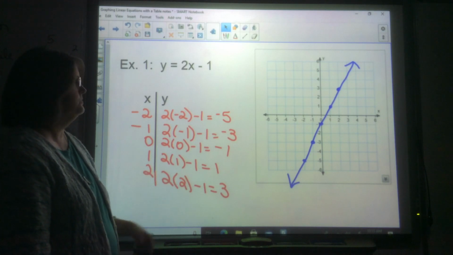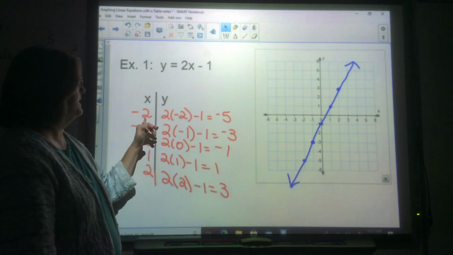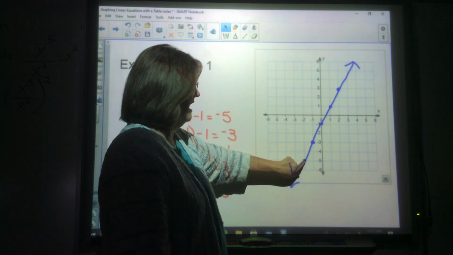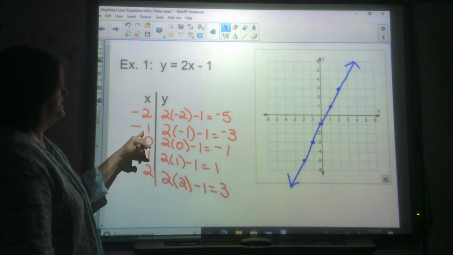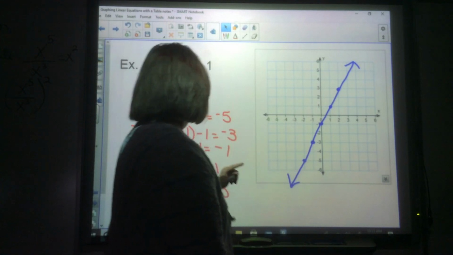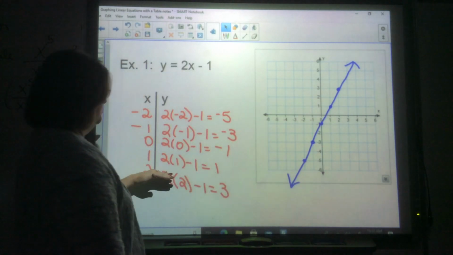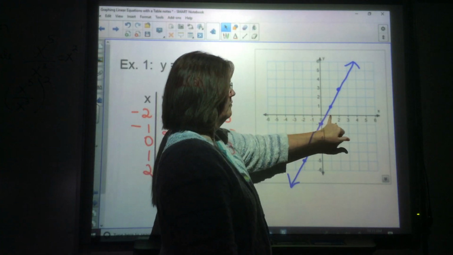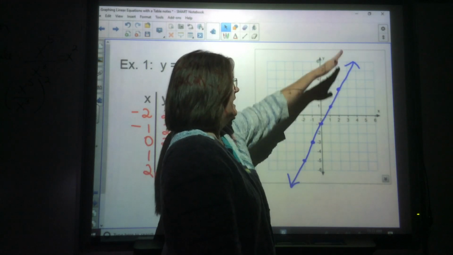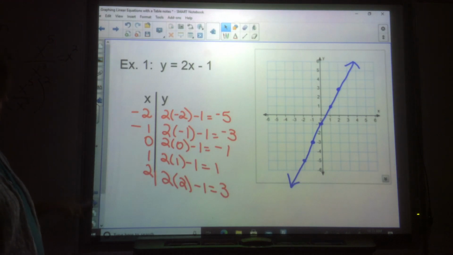Now once you get those, then you graph those on the graph grid. So I have the point -2, -5, so I come left 2, I go down 5, I put my dot. I come over, I do -1, -3, I do the same thing, go to the left 1, down 3. Then I have 0, -1, so I go to 0, go down 1. I have 1, 1, I go to the right 1, up 1. And the last point is 2, 3. I go to the right 2 and up 3, and then I sketch my line. And that is how you graph a linear equation.